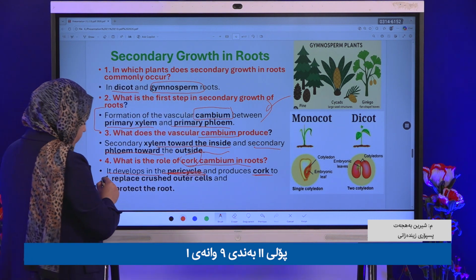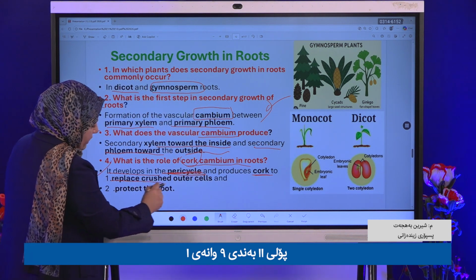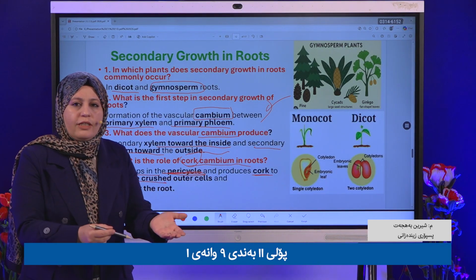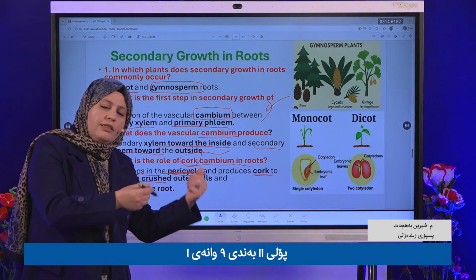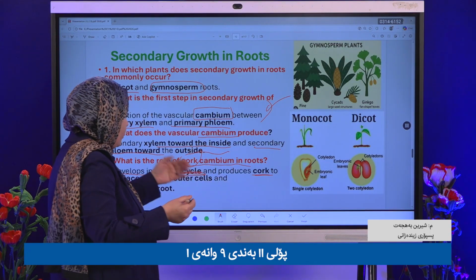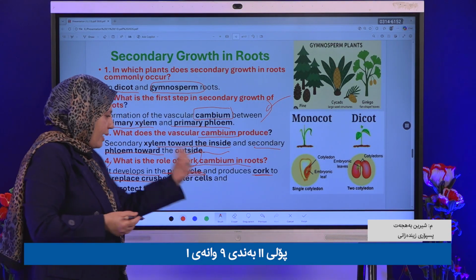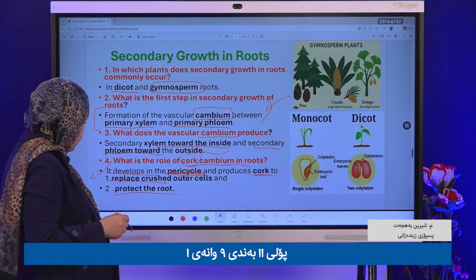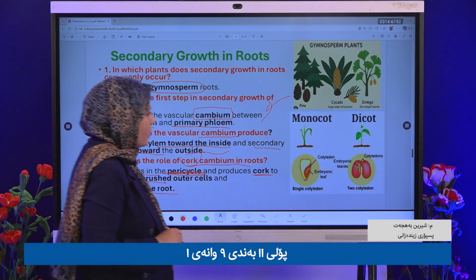it replaces what? Number one, it replaces the crushed outside cells. For example, when some cells start to be crushed, who starts to fill in this kind of cell? By what? Cork cambium. And it protects the roots. Protects the roots. Look at it.